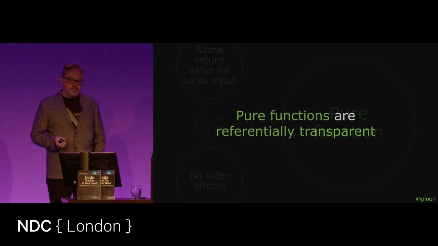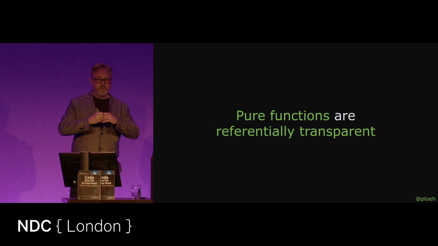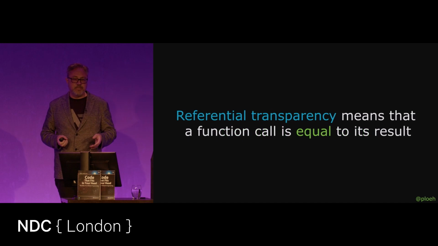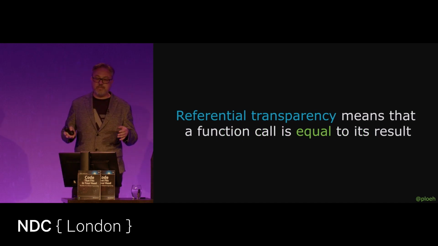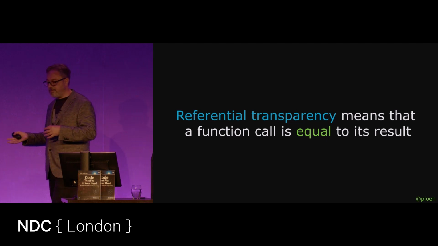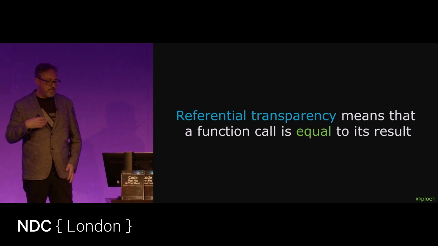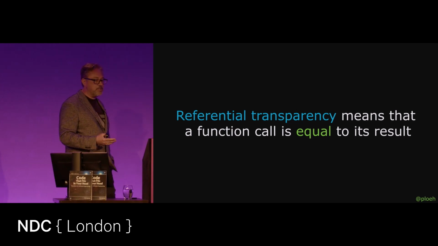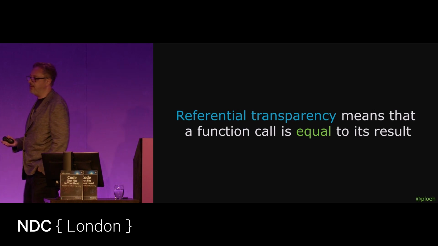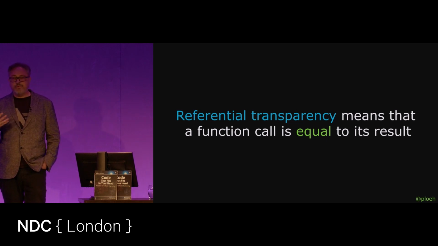And this is interesting in terms of whether or not details leak, because pure functions are what we call referentially transparent. What does that mean? Referential transparency means that the function call is equal to its result. This is from mathematics, that 2 plus 2 is always 4. If I ask you, for example, what's 4 times 5? You'd probably say it's 20. And how did you know that? You probably didn't actually perform the calculation.